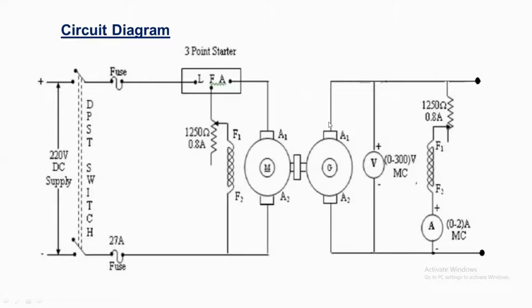In this case the current will flow through the resistances. After that, the current leaves from the output terminal to the field winding of the generator. Then from field winding F2 to the ammeter positive. Then the ammeter negative, that is 2 ampere, goes to A2. There is no load connected; it is open circuited. This is the circuit diagram for this experiment.